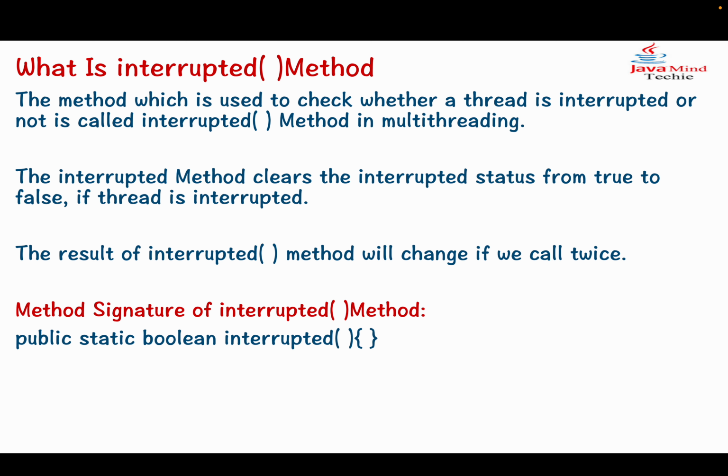That is called what? The interrupted method in multi-threading. Correct? I have understood. And there are some specific features of the interrupted method. So what is the feature? The interrupted method clears the interrupted status from true to false if the thread is interrupted. Suppose the thread is interrupted, then the interrupted method status will change from true to false.